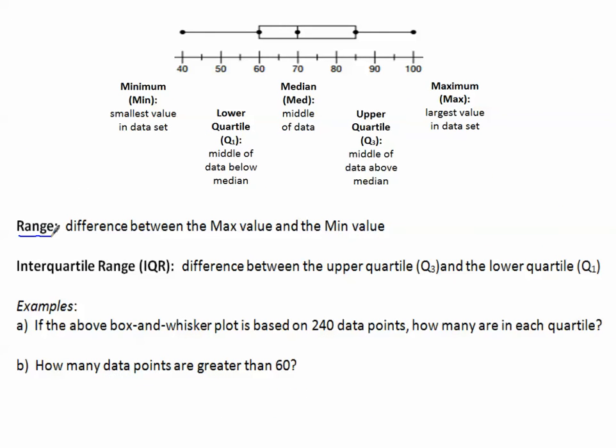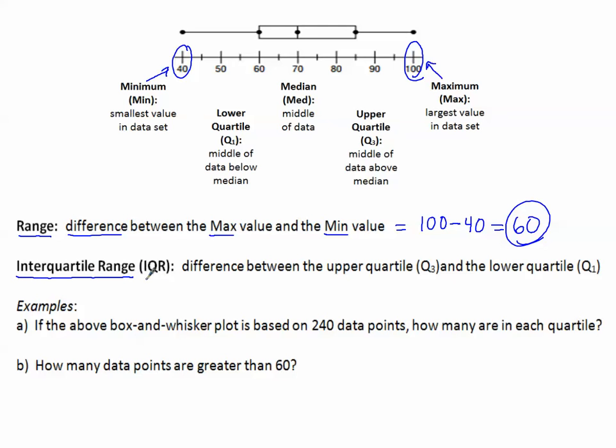Then we have the range. Just to review, the difference between the max and the min values. So if we know, again, the min is 40 and the max is 100, then the range would be 100 minus 40, or 60. 60 is the range. Then we have the interquartile range, or abbreviated IQR. That's the difference between the upper quartile and the lower quartile. So in this picture, we have the upper quartile, there's the point at 85, and the lower quartile, there's the point at 60. So this is going to be the difference between those two, 85 minus 60, or 25.